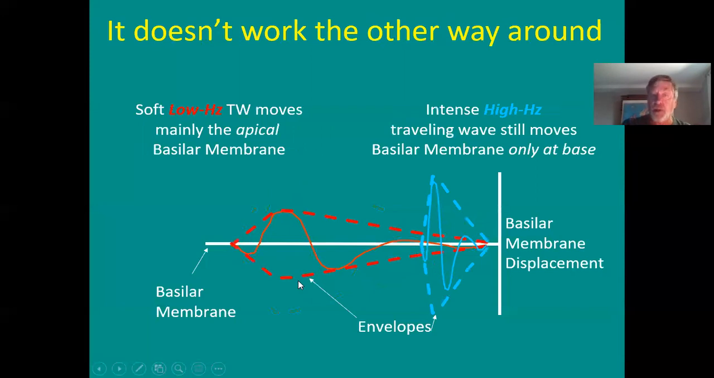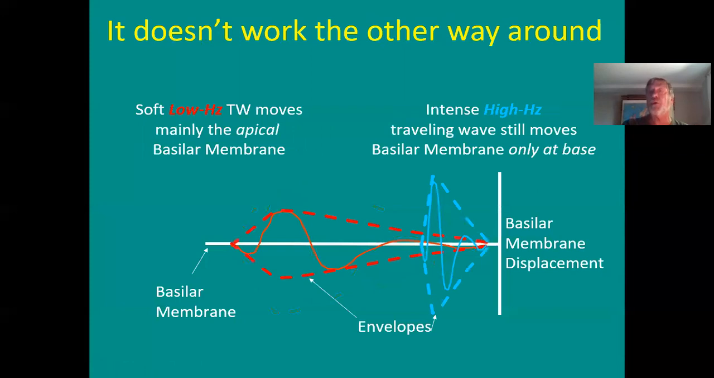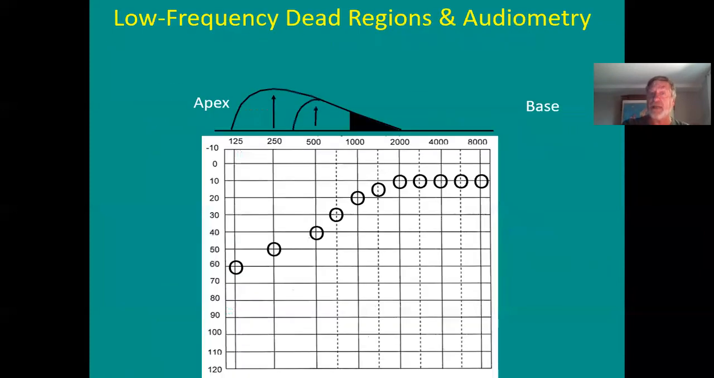And that is why lows mask highs better than highs mask lows. But keep the asymmetrical shape of the traveling wave in mind in order to understand that. These two pictures, very important. Okay, now let's look at a reverse hearing loss, kind of like Meniere's.